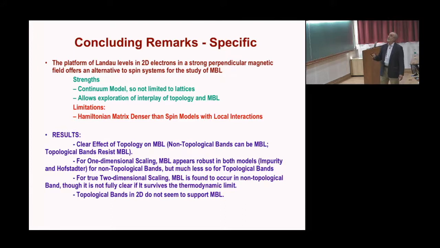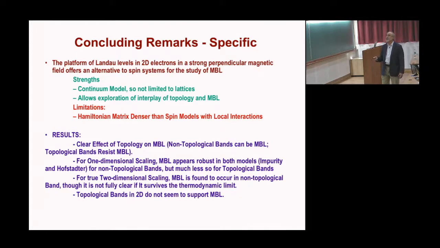So in the strong perpendicular field, that's another platform which I hope I tried to convince you is the next platform worth doing. It's a continuum model, so it's not limited to lattices. It allows exploration of the interplay of topology and many-body localization. A third thing is that it also has a further knob of Landau level filling, so you can look at it for many filling factors. The limitation is the Hamiltonian matrix is denser than spin models with local interactions. So that's the price you have to pay to do this.